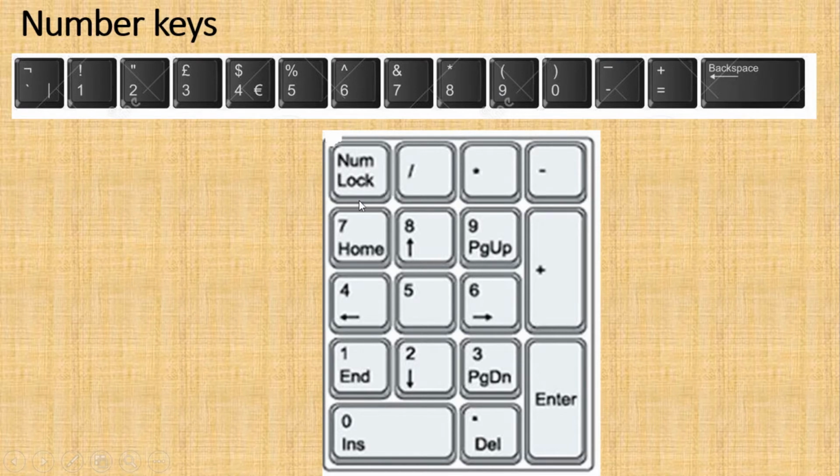Why is there a num lock on our keyboard? If we want to use the numbers found on the right hand side of our keyboard, we must turn num lock on in order to be able to use them.